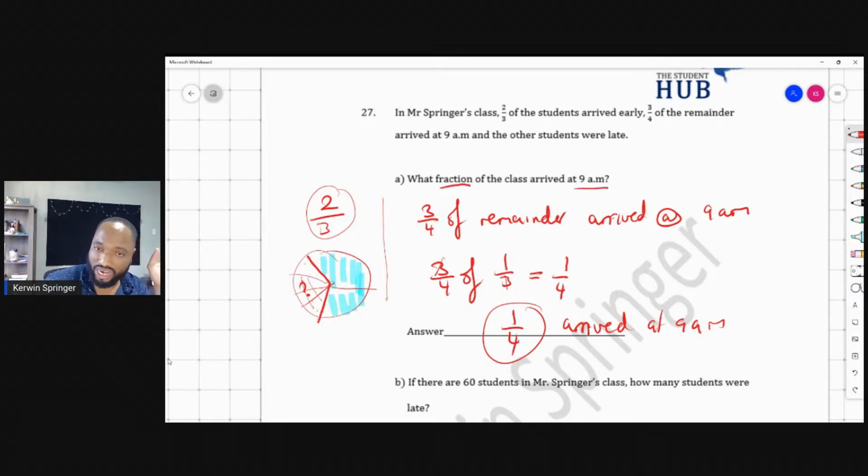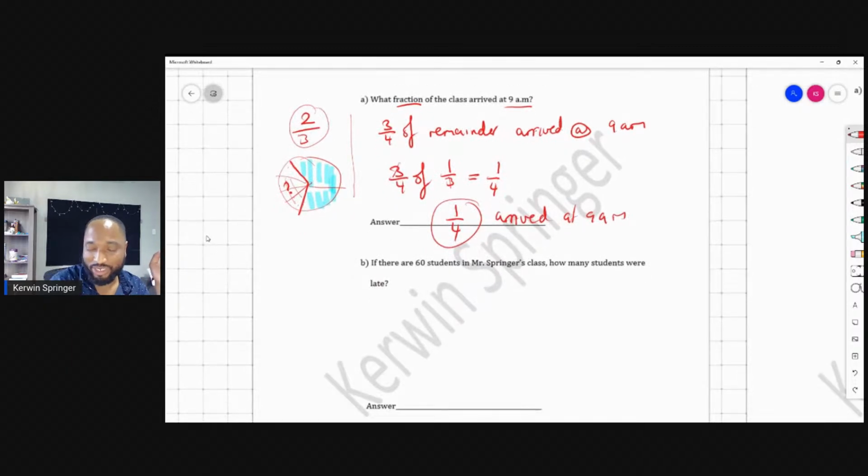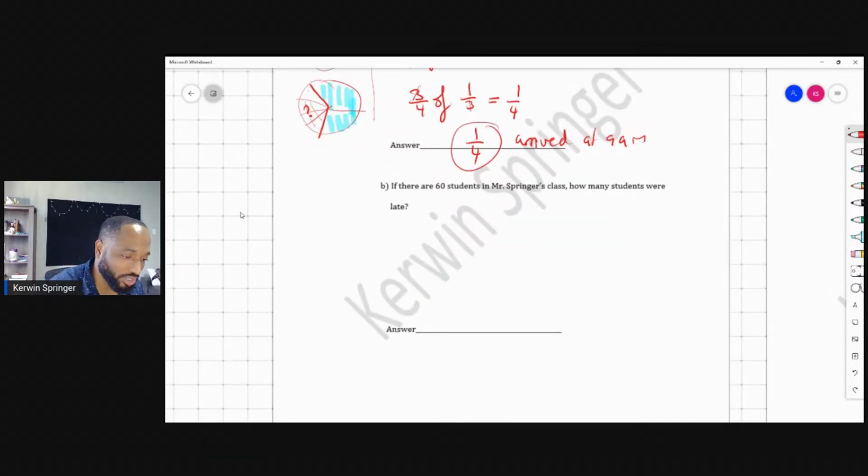Fine, we'll allow it. If there are 60 students in Mr. Springer's class, how many students will be late? Well, now is the time to shine. So 1/4 of the 1/3 was the late. Remember, I was trying to work this out just now. 1/4 of the remainder, remember the remainder is 1/3. 1/4 of the 1/3 arrived late.